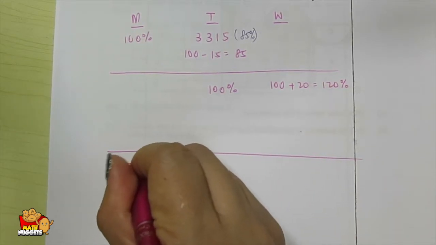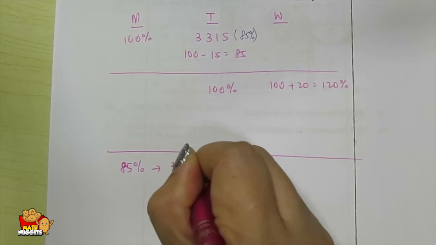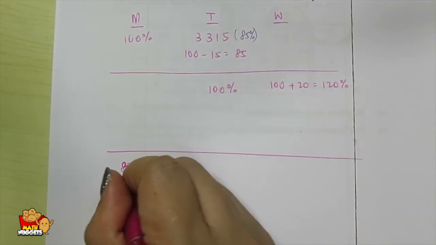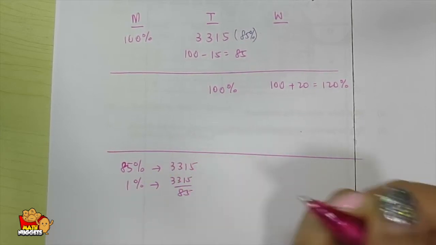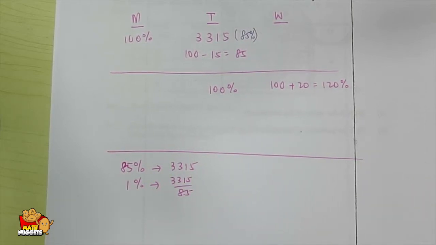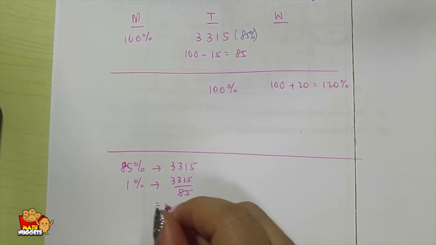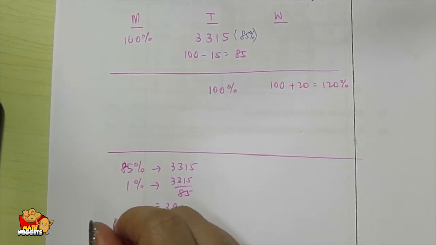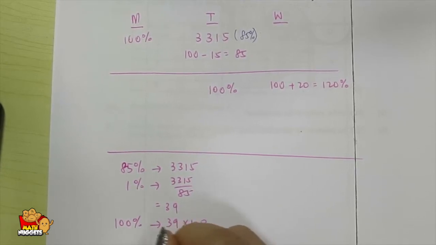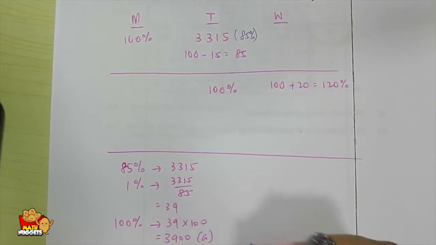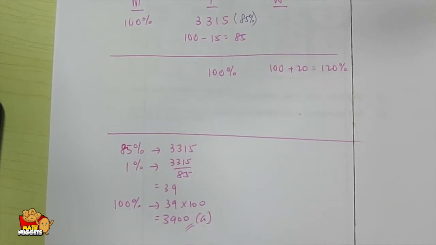So 85%, 3315. I can find what's 1%: 3315 out of 85 is 39, and we can find out 100%, which is Monday. 39 times 100, which is 3,900. That's the answer for part A, Monday.